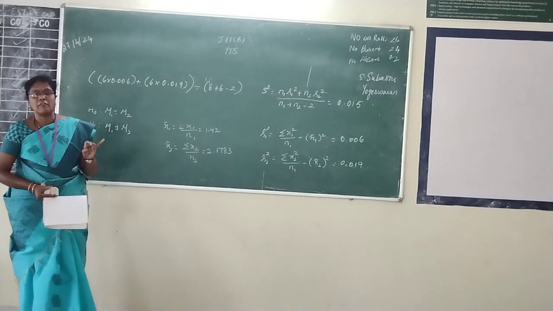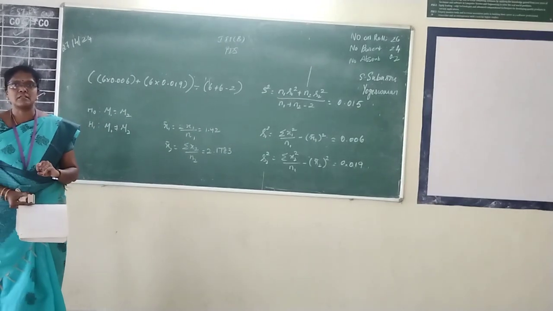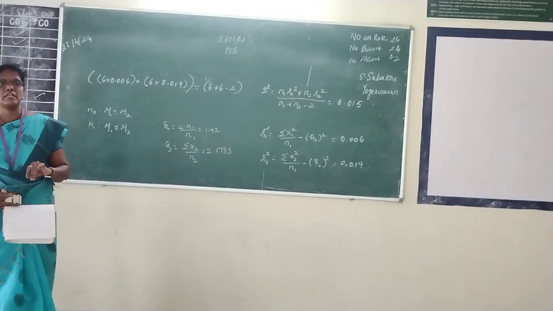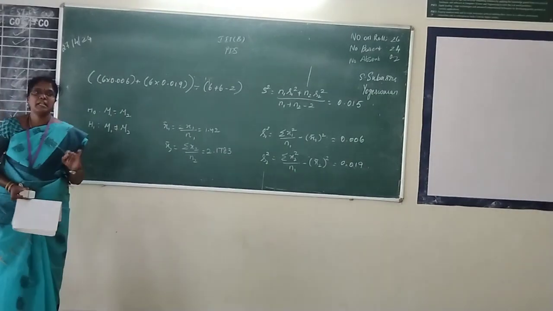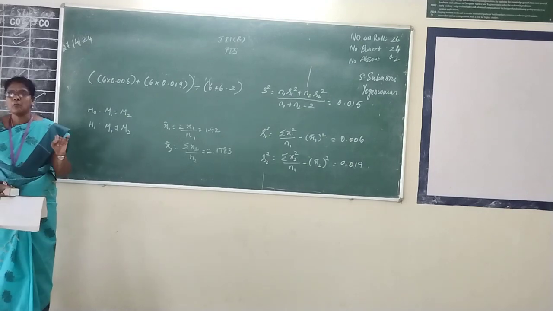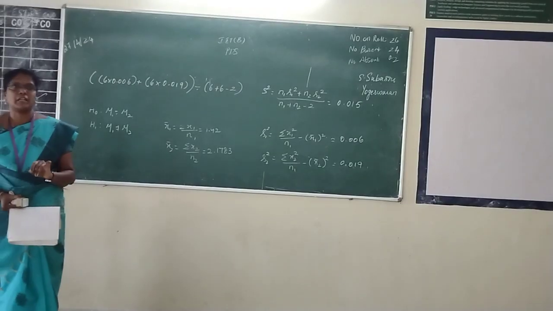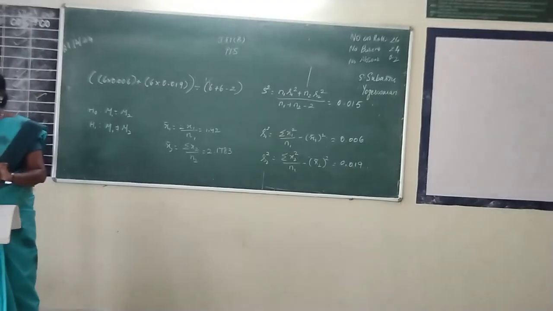What is the level of significance? It is not given, so take it as 5%. Alpha is 0.05. What is the degrees of freedom? N1 plus N2 minus 2. It is independent data, so the degrees of freedom will be N1 plus N2 minus 2.